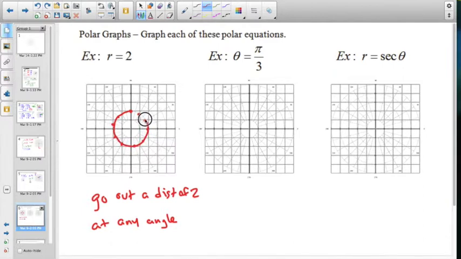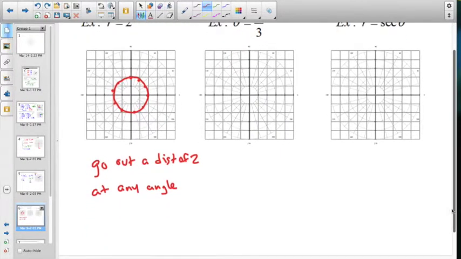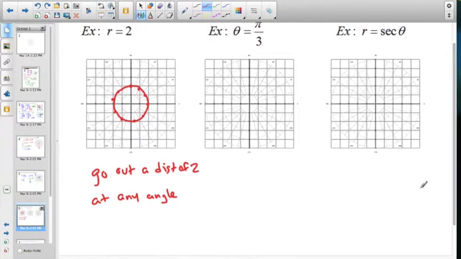So when you see the polar equation r equals 2, it's just saying draw a circle with radius of 2. We can see that mathematically if we would just use our Pythagorean theorem here. We know that r squared equals x squared plus y squared. And if r equals 2, then r squared must be 4.